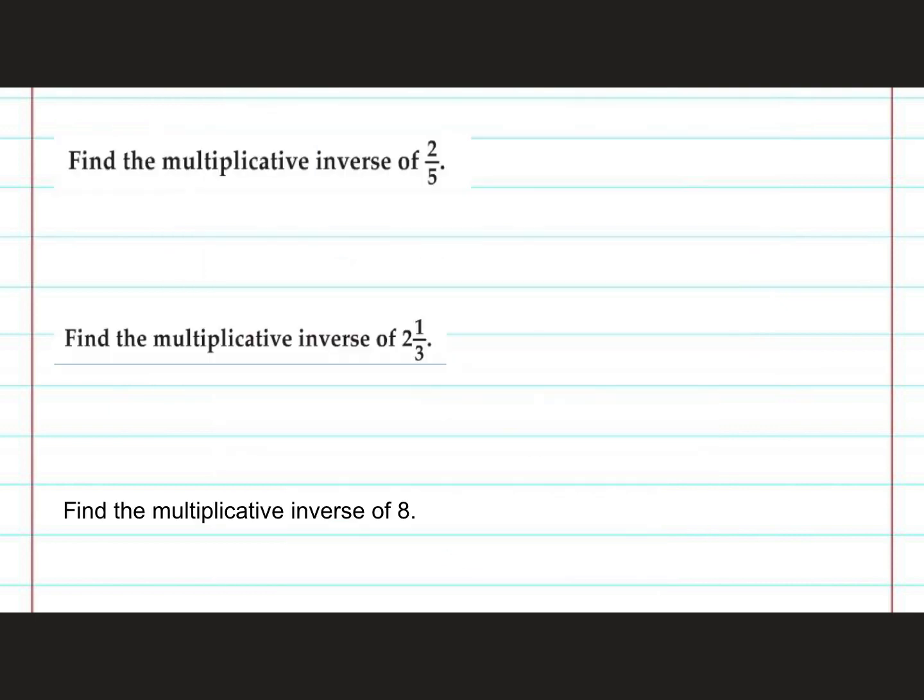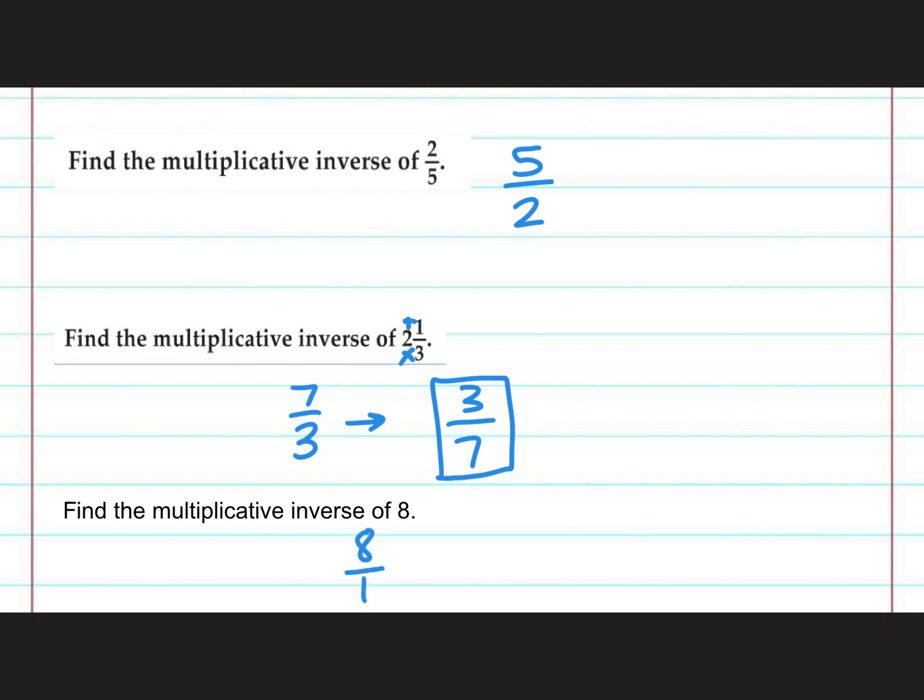Okay, so if we're looking for the multiplicative inverse of these numbers, that's again the same thing as the reciprocal. You take the fraction and you flip it. So 2/5, you would flip it into 5/2. Multiplicative inverse of 2 1/3. If we have a mixed number like this, we need to turn it into an improper fraction first. So 3 times 2 is 6, plus 1 is 7/3. And then we take that fraction and flip it to 3/7. Multiplicative inverse of 8: we're going to take the whole number and write it as a fraction, so 8/1, and then flip it to be 1/8.